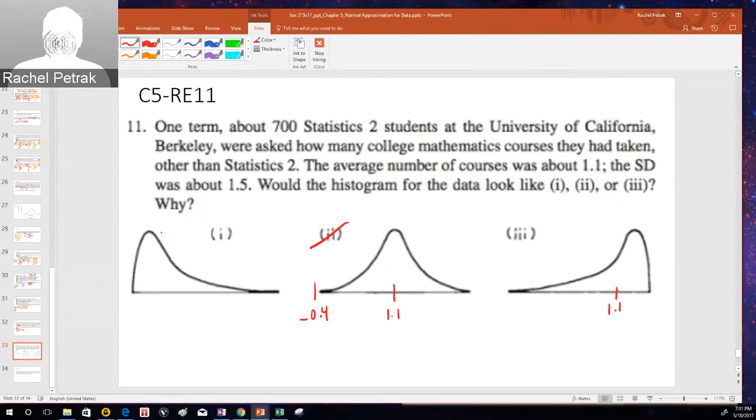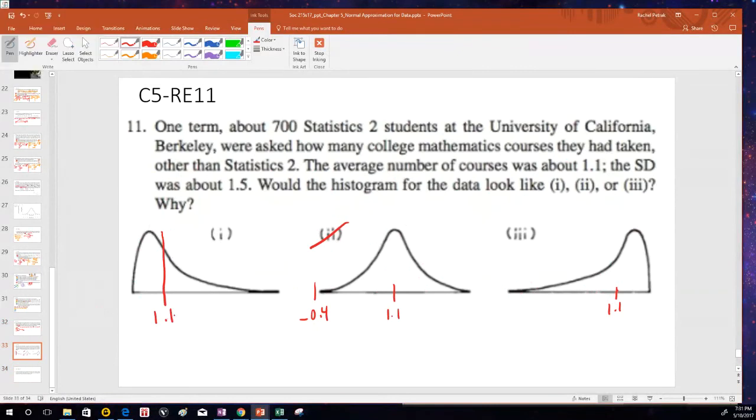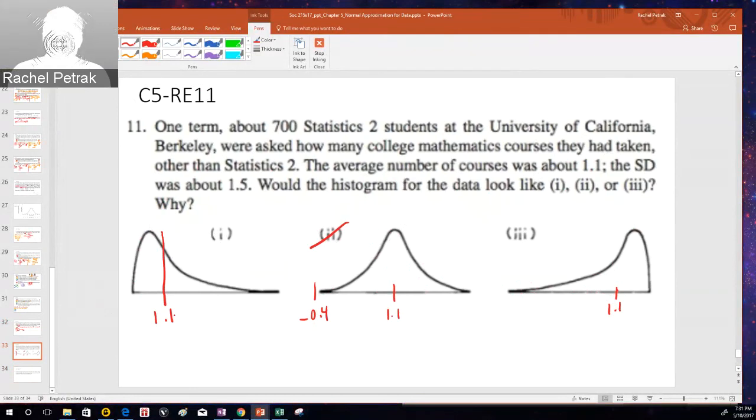So here with this distribution, we know our mean is going to be approximately in this location. The skew always pulls the mean in the direction of the skew.